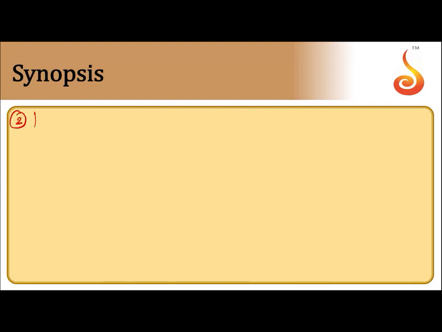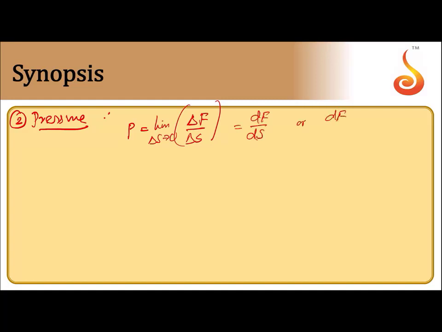The second important property is pressure. Pressure at a given point can be defined by this equation. Suppose I consider a small force over a small area delta S or delta A, then we can write this as the limit of delta F by delta S, or dF divided by dS, or many times it is also written as dF divided by dA. Many times the average pressure is written as force per unit area.